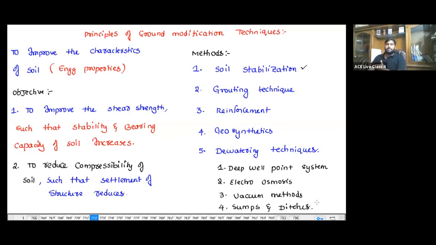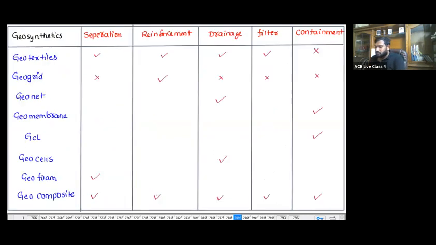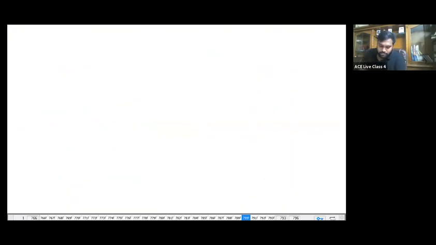So what is the meaning of dewatering technique? The dewatering technique is simply to remove the water from the soil mass. So I'll just show you in a figure.